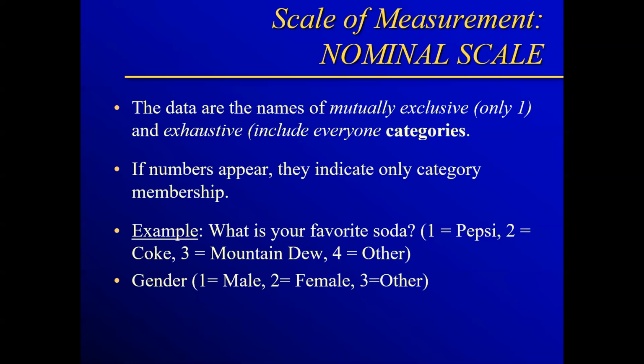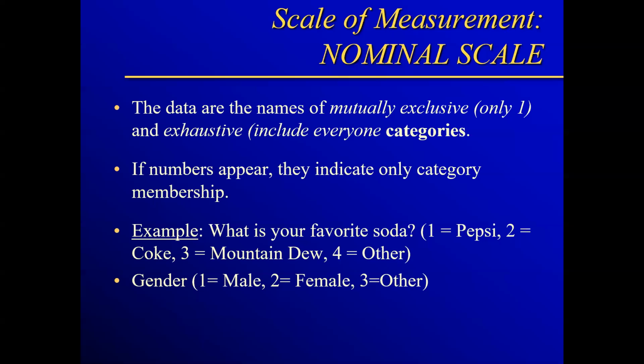Anyways, I'm going to start off with an example of a nominal scale. I'm going to work from the bottom and then go up. An example of a nominal scale is, what is your favorite soda? You can choose between 1 is Pepsi, 2 is Coke, 3 is Mountain Dew, and 4 is other. Another example of a nominal scale is, what's your gender? Male, female, other.